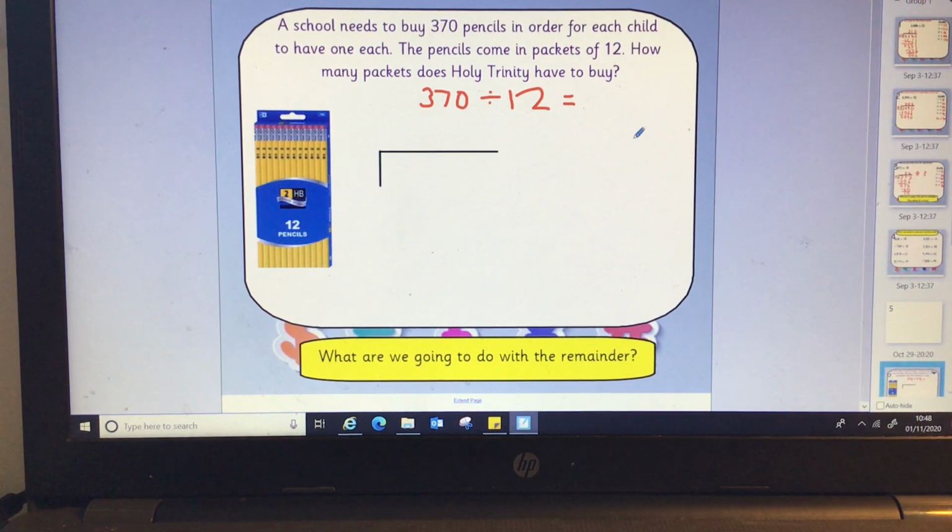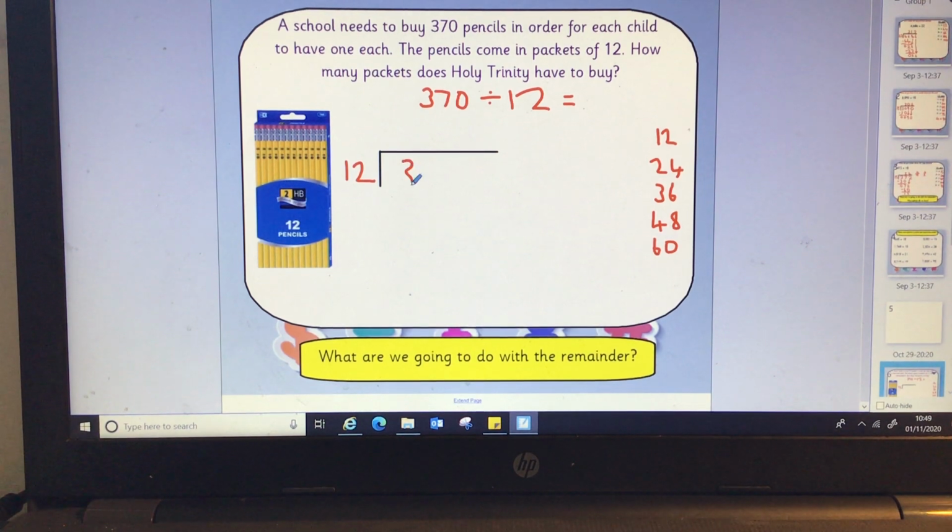Okay, first step, let's think about putting our 12 times table down the side. One lot of 12 is 12. Two lots of 12, 24. Three lots of 12, 36. Four lots of 12 are 48. Five lots of 12 are 60. We'll stop there. We won't carry on unless we need to.